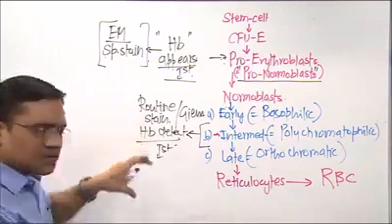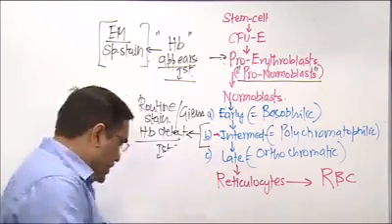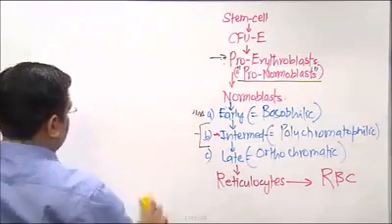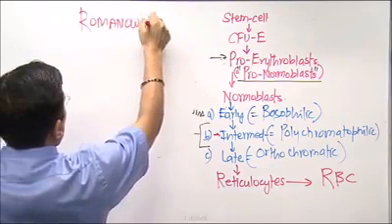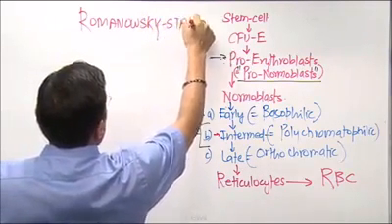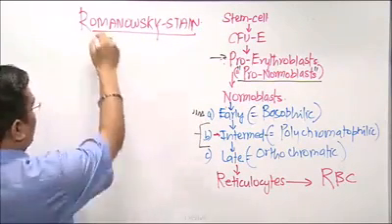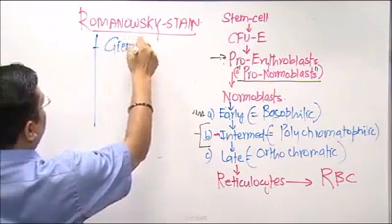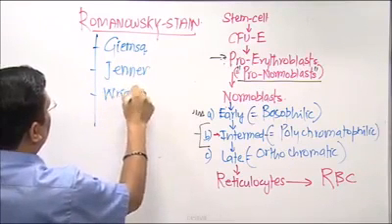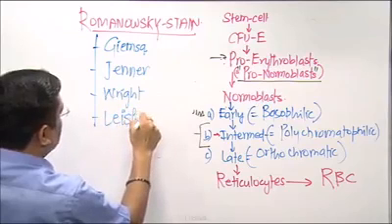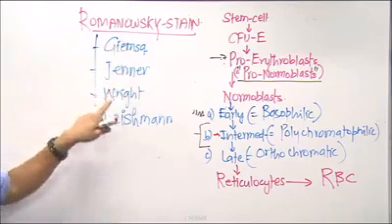Now my question is, what is the routine stain? So routine stain is a Romanowski stain. This is one family. Romanowski stain is a family whose members are Giemsa, Jenner, Wright, and Leishman. So these are the Romanowski stains: Giemsa, Jenner, Wright and Leishman stain.